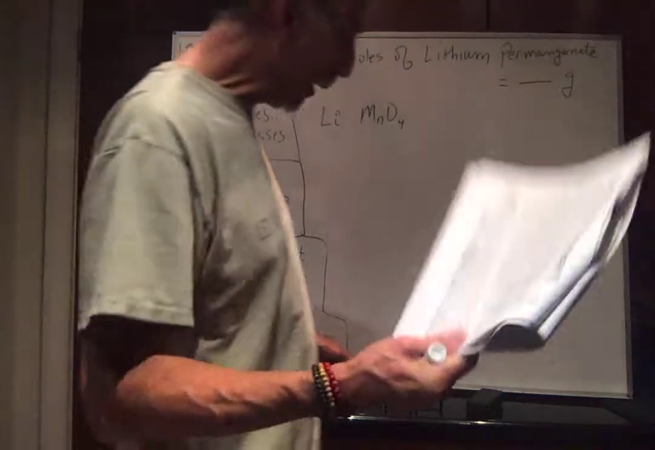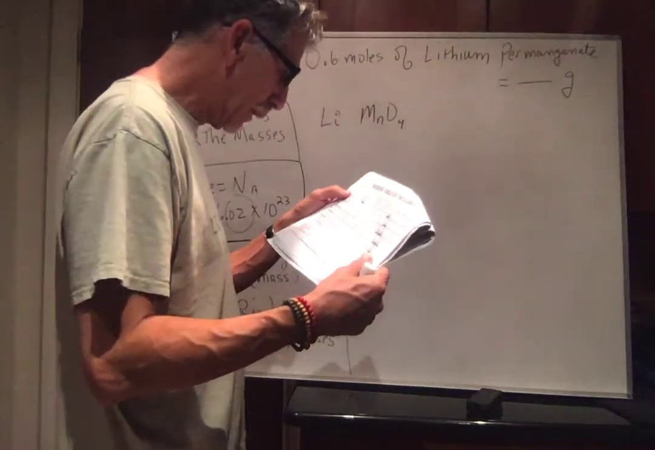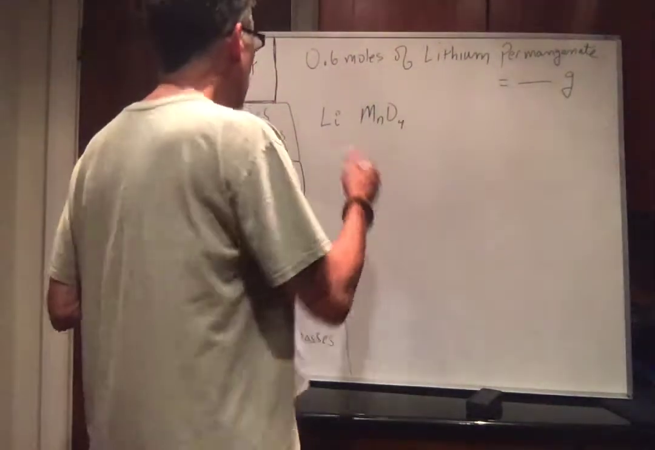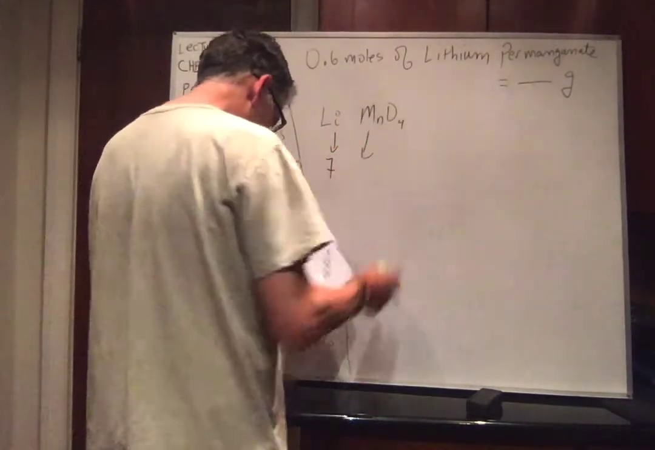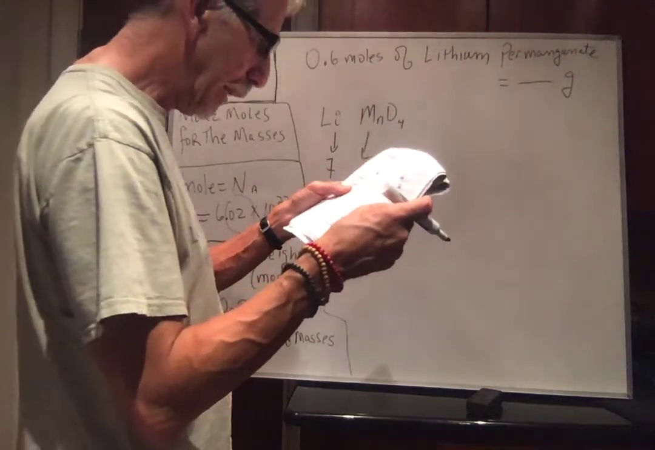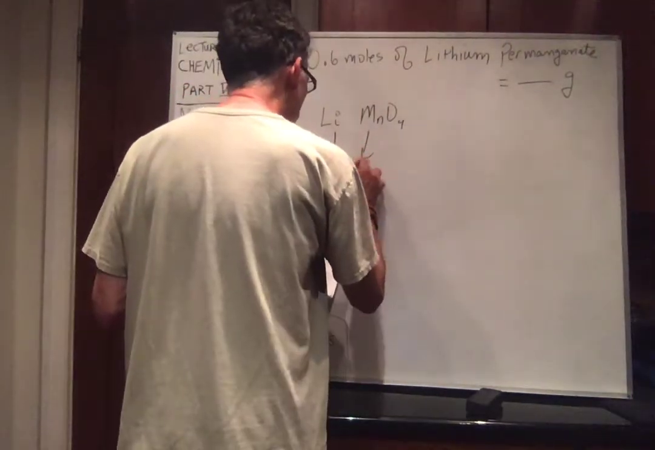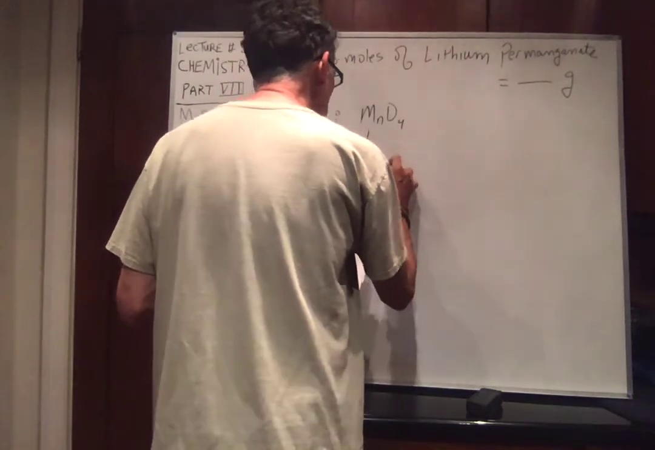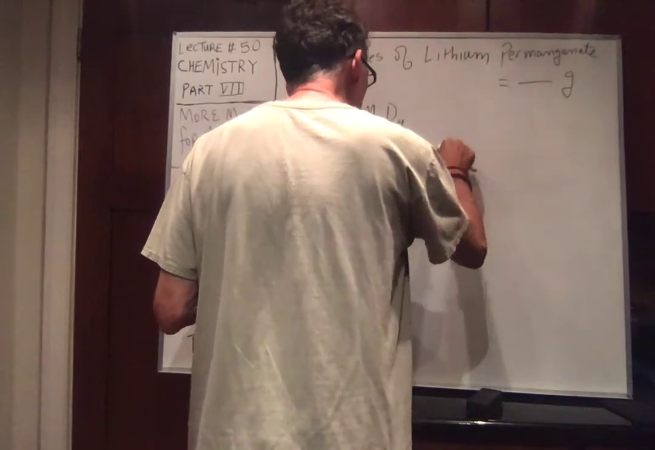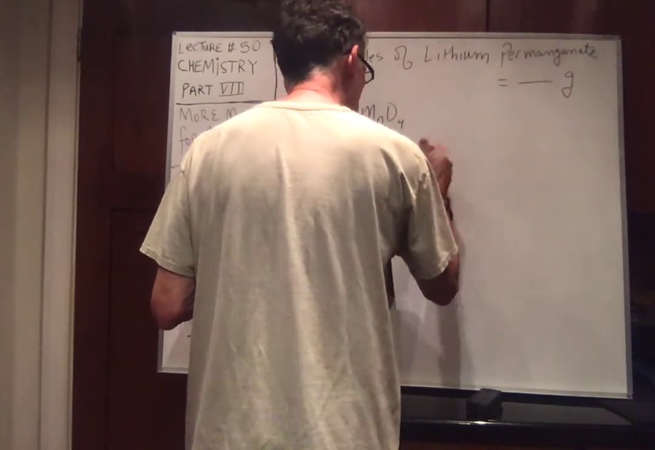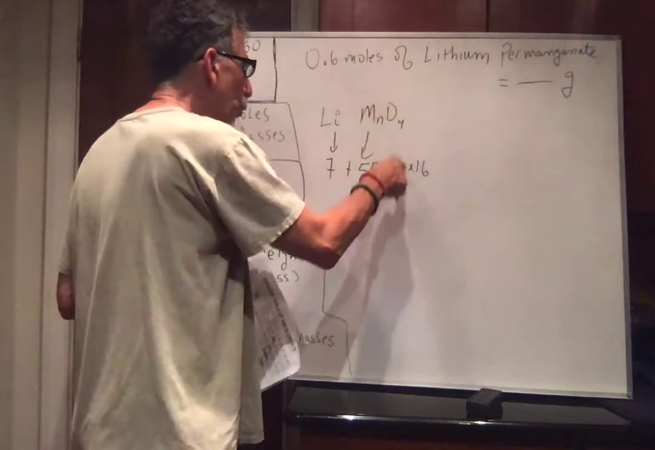I do need a periodic table, however, because I just don't know this. Okay, so lithium, I think, is, what is that? It looks like 7. So if we look on the periodic table, this is closest to 7. Manganese, that's Mn, that's in group 7B, looks like 54.90. So I'm going to make this 55 plus 4 times 16. Okay, so 1 lithium, 1 manganese, and 4 oxygens.